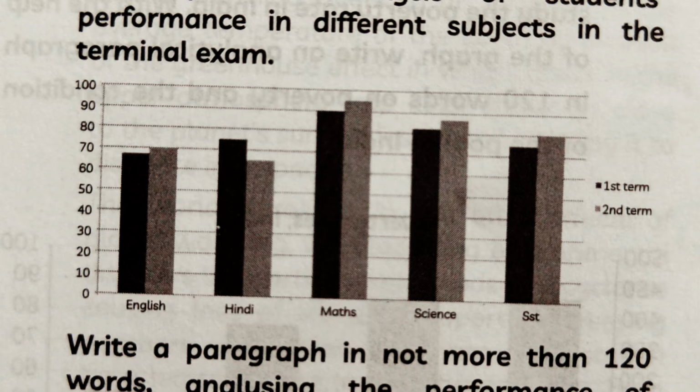I have explained Hindi and English. You try to write about maths and science, etc. Because once you write the presentation of data, once you explain one bar, suppose it is explainable by you, others will be easier. In the same way you have to go.